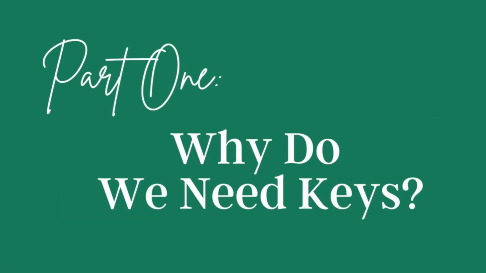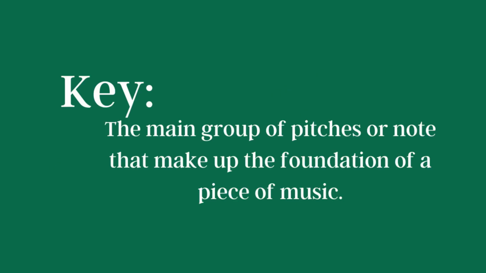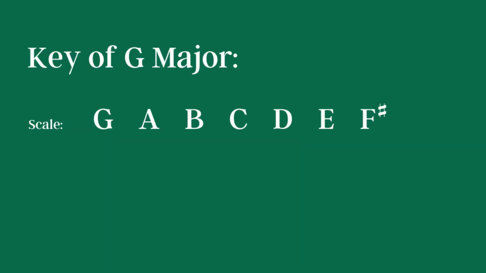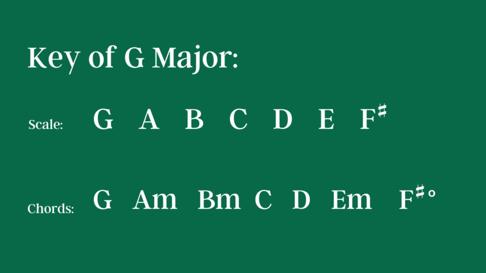Hypothetically, musicians could use their ears to know which notes sound correct. But if you ask me, most of the time that's a gamble I'm not willing to take as a band leader. In music, the key of a song indicates which notes are going to make up the foundation of a piece of music. For example, a song in the key of G major is going to be focused around the notes of the G major scale, and thus the chords that correspond with the notes of a G major scale.